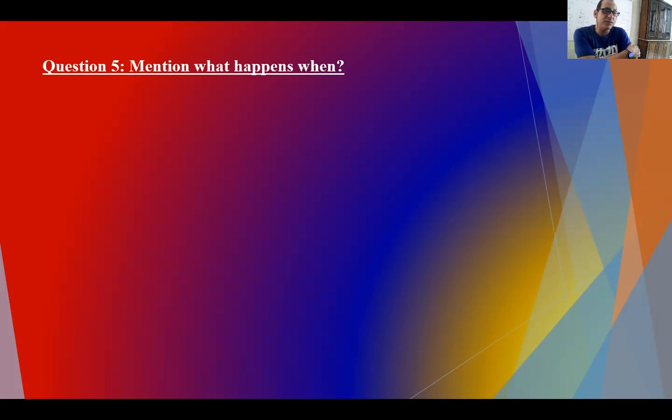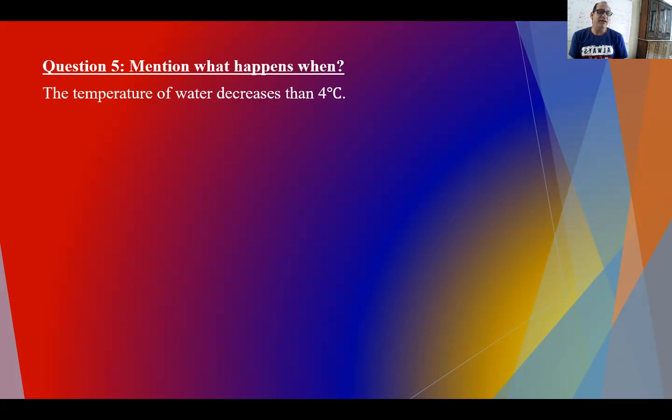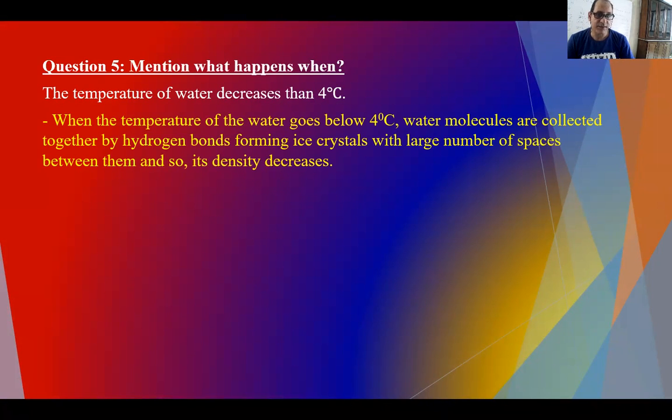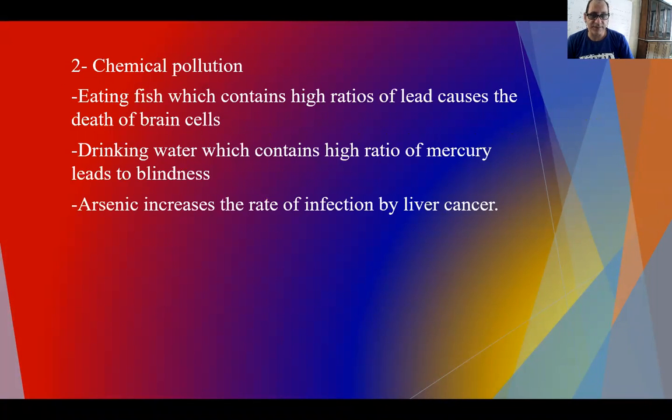Mention what happens when the temperature of water decreases to below 4 degrees. What will happen? The hydrogen bonds are going to gather the molecules together, leaving some spaces inside. So the ice will float on the water surface because of these spaces. This decreases the density. This is a very important one.